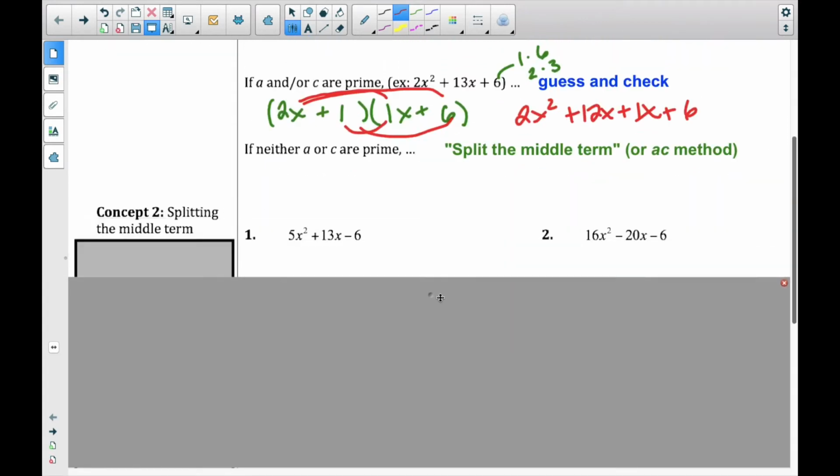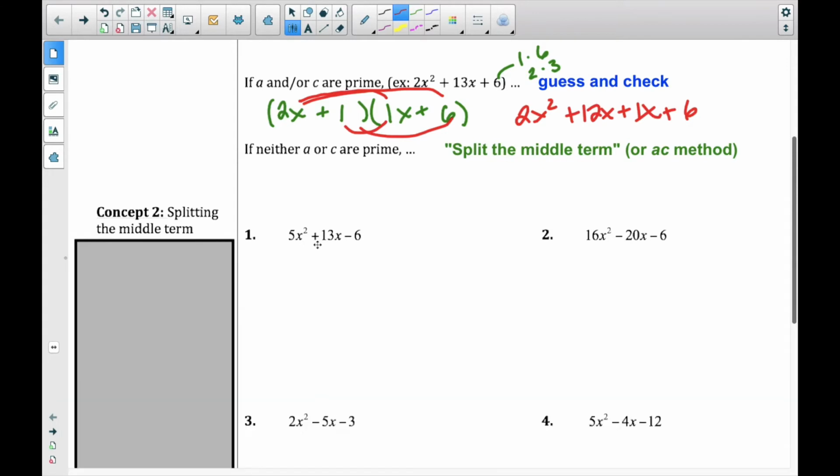For example, we have a bunch of examples here. If we look at these, we have a 5 and a 6. Well, 5 is prime, 6 is not. We have a 16 and a 6. That's going to be very difficult with the guessing and checking. 2 and 3, we should be able to guess and check that one. 5 and 12, kind of hard. This first one is easier than number 4, but number 2 especially looks really difficult.